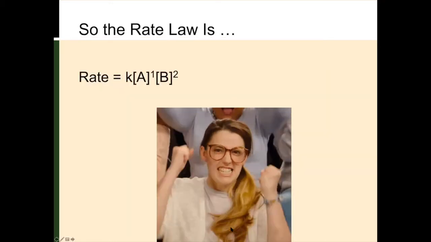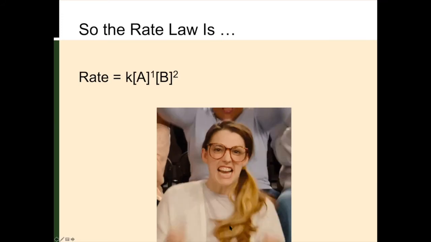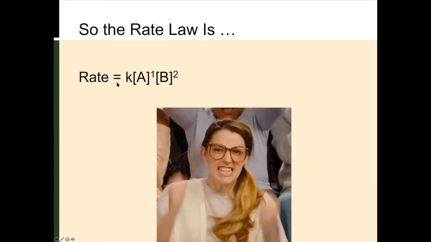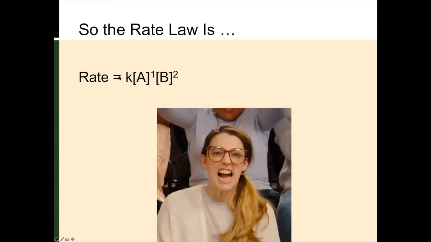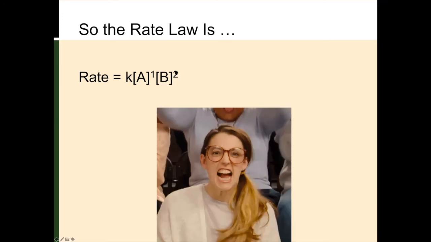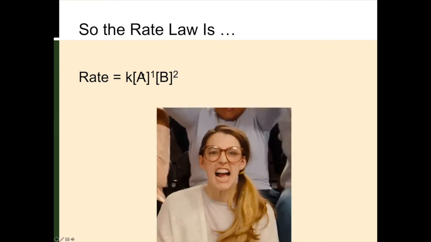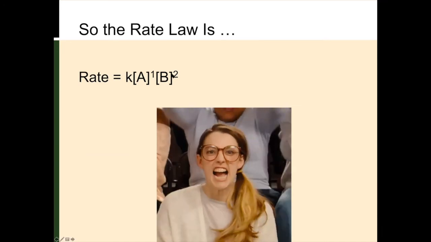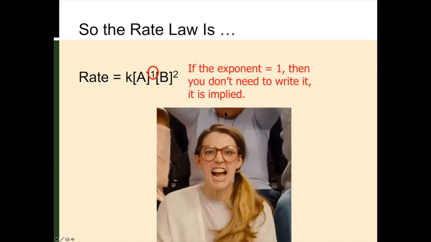So once you know the reaction order, then you can write the rate law. Remember that the rate is equal to the rate constant times the concentration of each reactant raised to the power of its reaction order. Okay, so since we said that A was first order, its exponent is 1. We said that B was second order, so its exponent is 2. But again, in chemistry, we typically don't show 1s.